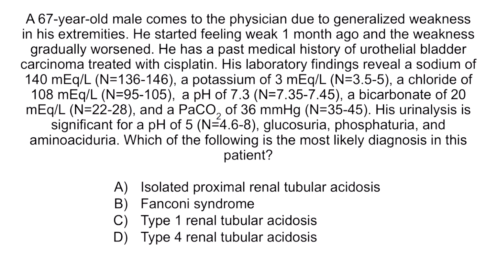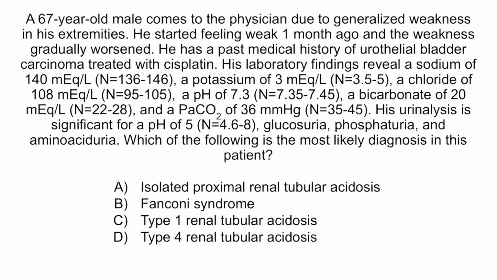His laboratory findings reveal a sodium of 140, a potassium of 3, a chloride of 108, a pH of 7.3, a bicarbonate of 20, and a PaCO2 of 36. His urinalysis is significant for a pH of 5, glucosuria, phosphaturia, and aminoaciduria. Which of the following is the most likely diagnosis in this patient? A. Isolated proximal renal tubular acidosis, B. Fanconi syndrome, C. Type 1 renal tubular acidosis, or D. Type 4 renal tubular acidosis.